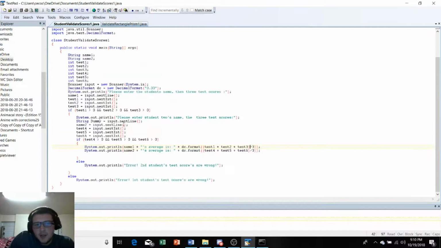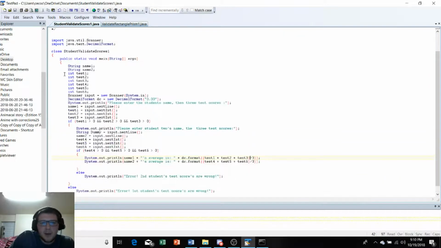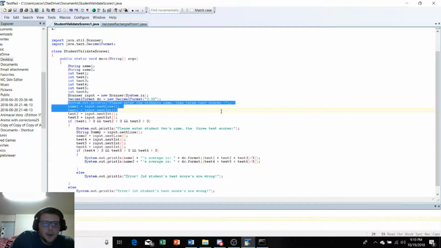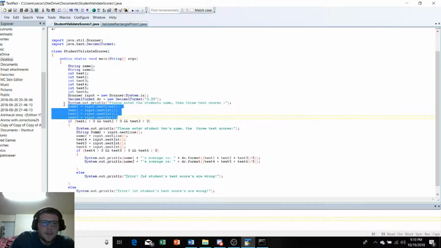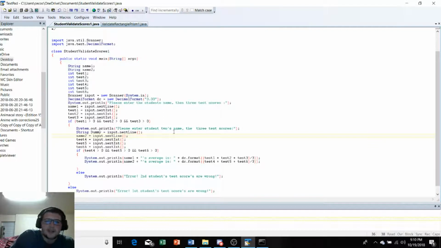You guys understand what we did here? We just created our variables and initialized some objects here. We ask for the first 3. After we get the name and first 3, if the first 3 are less than 0, then print out this. But if they are greater than 0, then we'll execute this line. And in this line, we ask for the student's name and 3 test scores. And of course, we have this dummy string here.